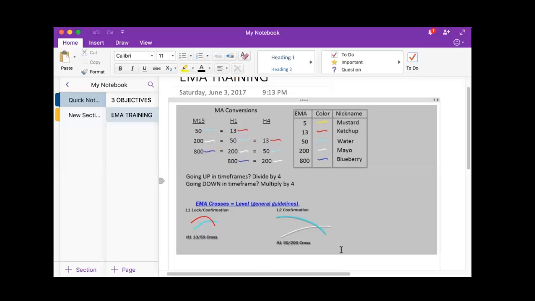You have to look at head and shoulders. You've got to look at your TDI. You've got to look at a number of things that you're going to learn throughout your course and throughout your time with iTrade Academy. But for right now, in month 1, you're going to be learning about what? The level 1 and the level 2 lock confirmations. So let's go ahead and go to the charts so I can show you these confirmations again.